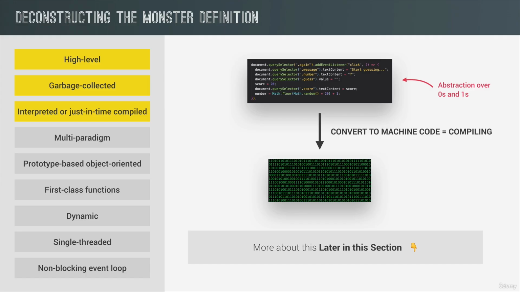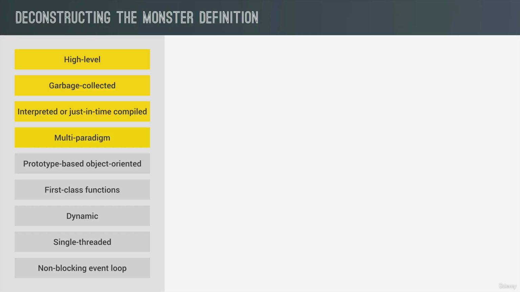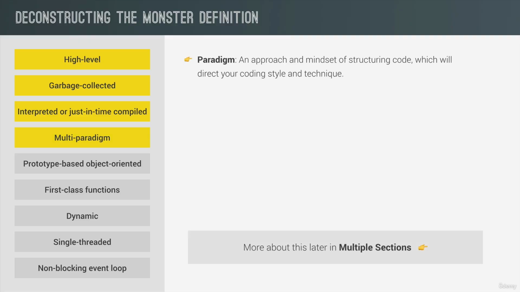In the case of JavaScript, this happens inside the JavaScript engine. Now, one of the things that makes JavaScript so popular is the fact that it's a multi-paradigm language. In programming, a paradigm is an approach and an overall mindset of structuring our code, which will ultimately direct the coding style and technique in a project that uses a certain paradigm.